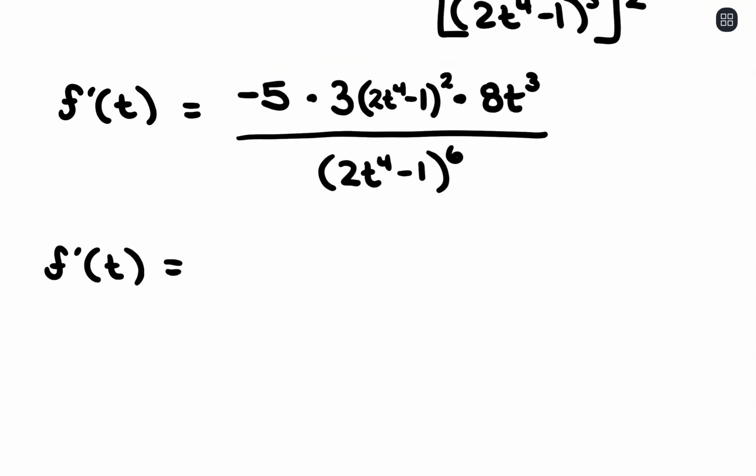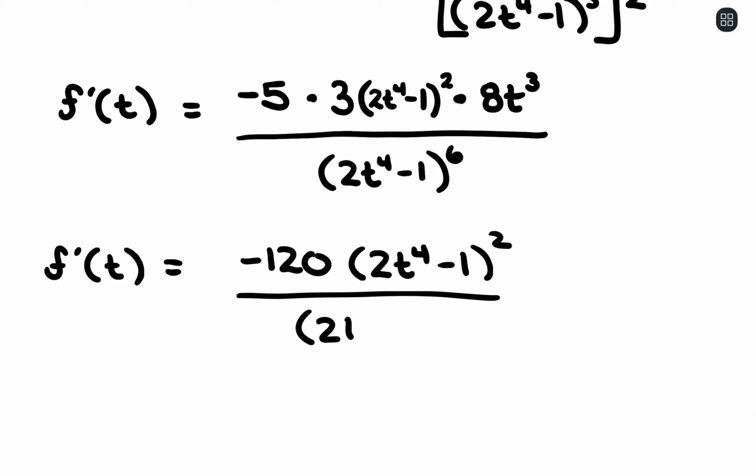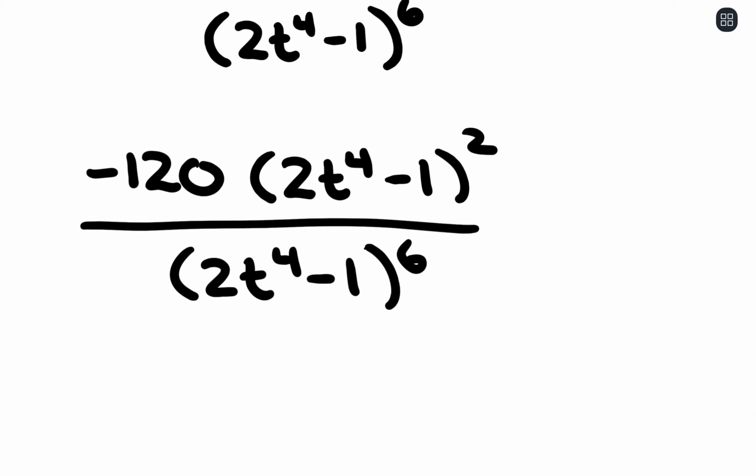So let's see, up here we have a negative 5 times 3 times 8. So a negative 15 times 8 is negative 120. We have this 2t to the fourth minus 1 squared over 2t to the fourth minus 1 to the sixth. So we have these common factors that can cancel out. How you could think of this is we have 2 of them up here, 6 of them up here. So 2 can cancel out, so we're going to be left with 4 in that denominator.